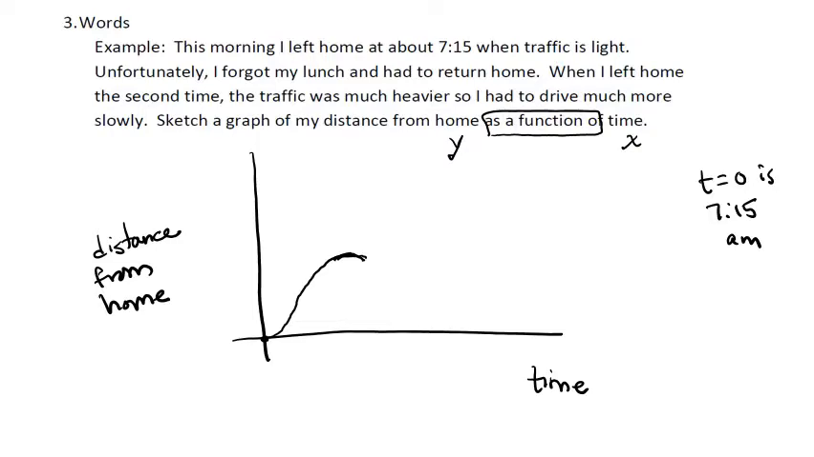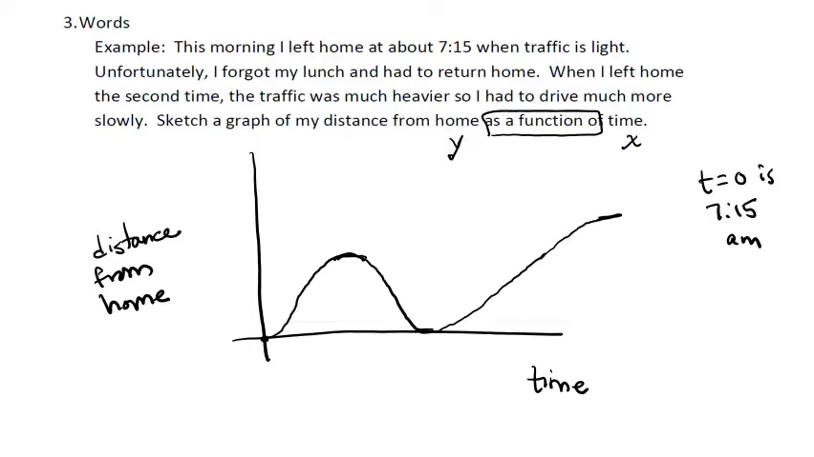Then my distance from home is decreasing because I forgot my lunch. I'm back at home. I'm probably at home for a few minutes there while I run in and grab my lunch. And then I start back. Again, I start slowly, and this time I'm moving more slowly, which means as time increases, my distance from home is not increasing as rapidly. And then presumably eventually I get to school.